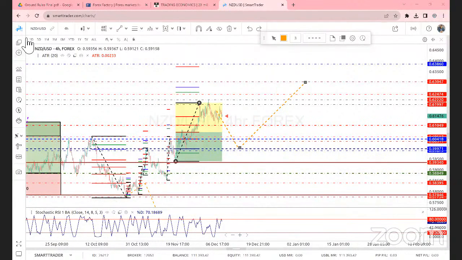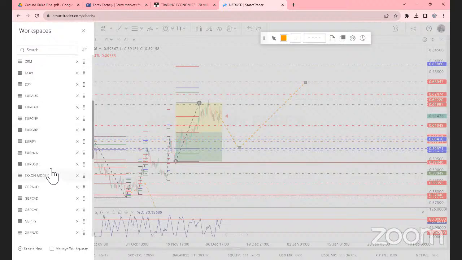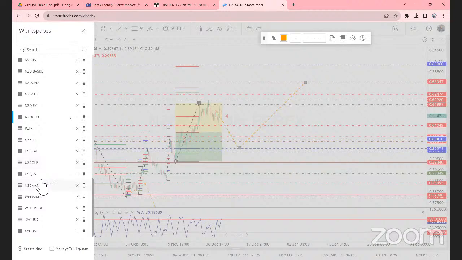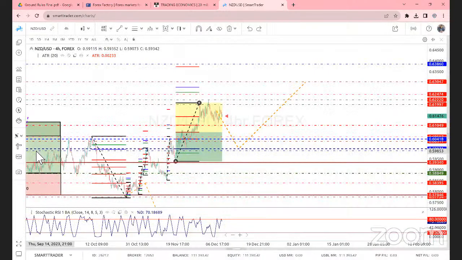All right. Now, let's move on to the Euro USD, pound dollar. Want to take a look at the dollar CAD.